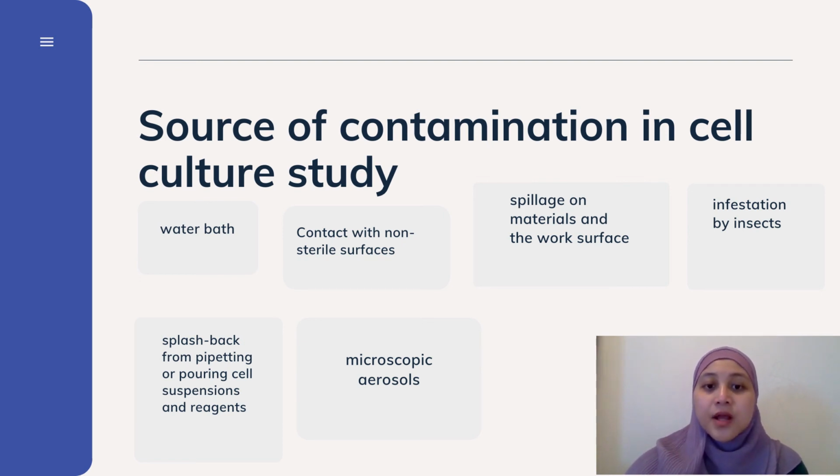Besides that, splashback from pipetting or pouring cell suspensions and reagents can be a source of contamination. Microscopic aerosols and possible infestation by insects, which is rare but possible in cell culture, can be a source of contamination in cell culture work.